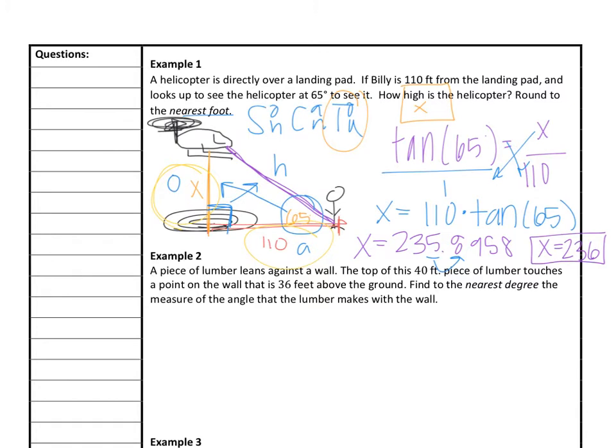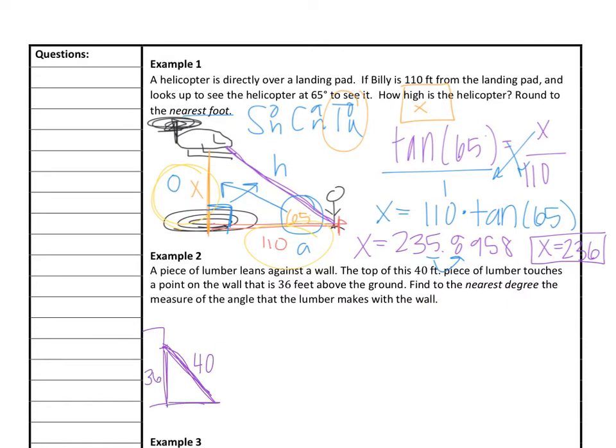When you're ready, start reading example 2 and trying to draw a picture. A piece of lumber leans against a wall. Lumber is just wood. So we have a wall, and we have a piece of lumber leaning against it. The top of this 40-foot piece of lumber, so the wood is 40 feet, touches a point on the wall, right here, that's 36 feet above the ground.